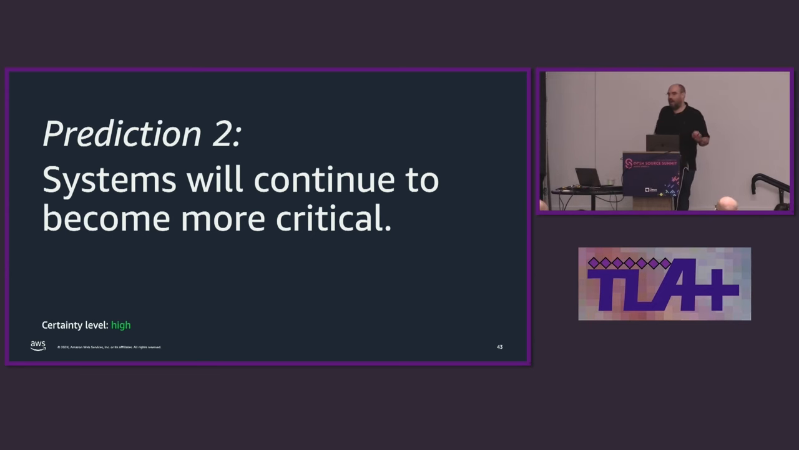And so what does this mean for us, that these systems become more critical? It means that these properties that we talk about, these things that we call safety properties and liveness properties, become more and more part of people's everyday lives. Right? They become less and less abstract and more part of the concrete world in which we live.